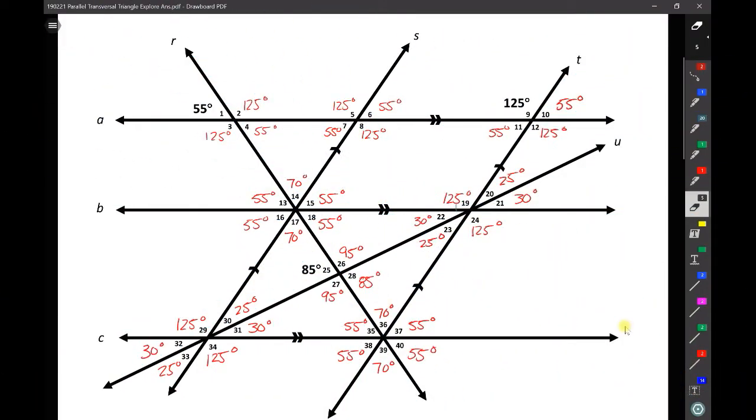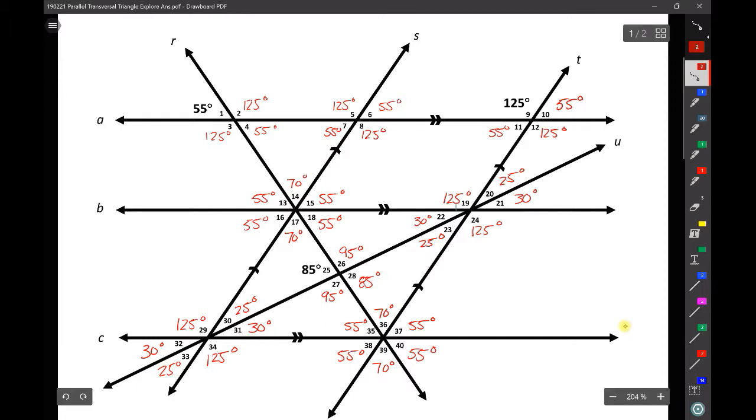So we're looking at the key right now for the parallel transversal triangle exploration that we did the other day. And of course, we found all of these angle measures using different things like linear pairs and vertical angles. Linear pairs are two angles that are adjacent and supplementary. Vertical angles are two angles that are across from each other when two lines intersect. Vertical angles are always congruent.